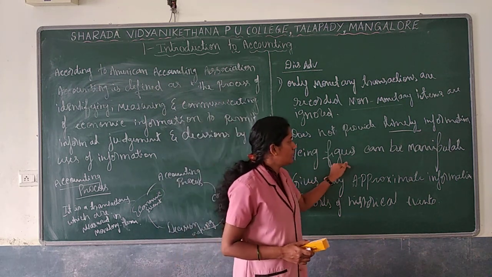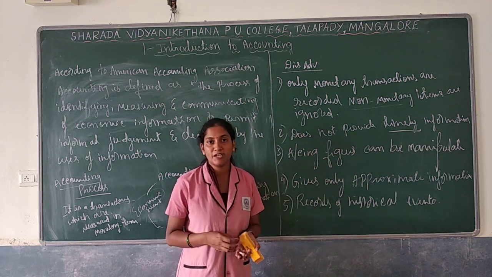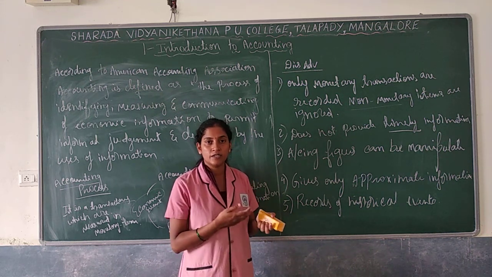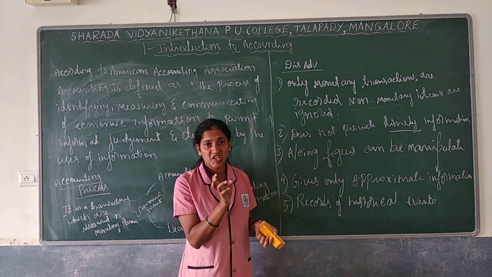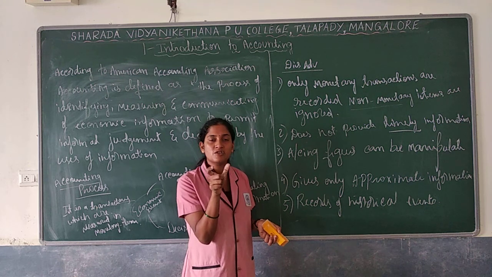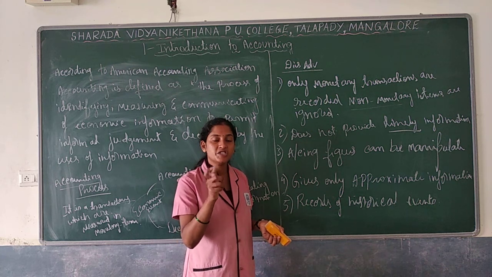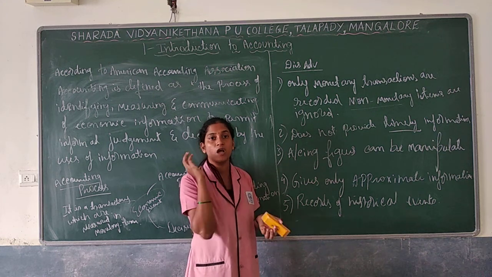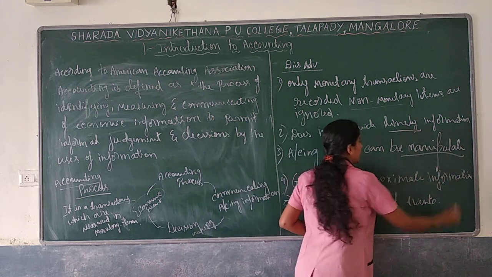Next, accounting figures can be manipulated. Manipulated means changed. That is why many frauds take place in companies and businesses, and we keep reading about it in the newspaper. For example, if a transaction of 1 lakh has taken place in the business, a person can slowly change it. In place of 1 lakh, he may write 1,10,000 and collect the money. Or in place of 1 lakh, he may erase and write only 10,000. All the chances are there. That is why accounting figures can be manipulated, can be changed.